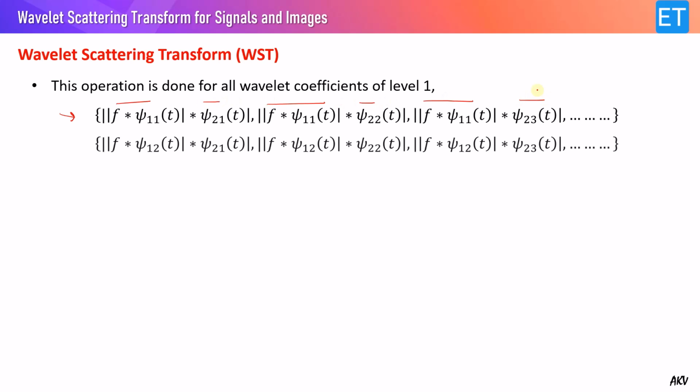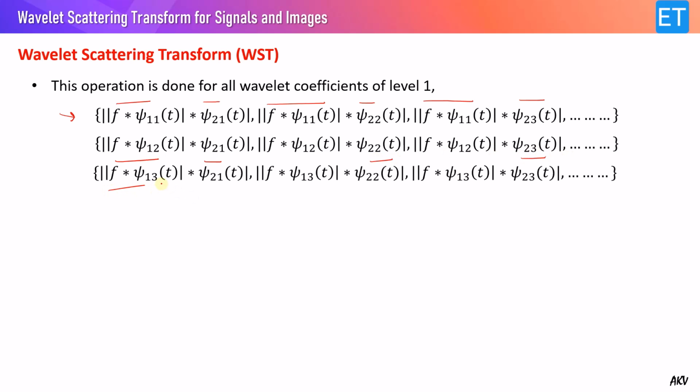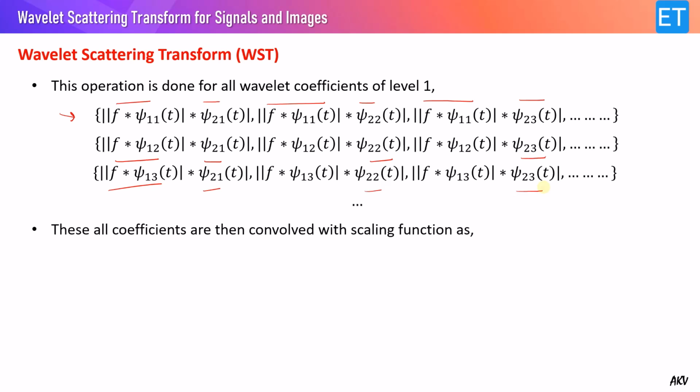So this convolution is done for another set of coefficients, f convolution psi 1 2, which were obtained at level 1. So again they are convolved with psi 2 1, psi 2 2, psi 2 3 and so on. And this was the third set, f convolution psi 1 3, obtained in the first level. So this is also convolved with psi 2 1, psi 2 2 and psi 2 3. So this is done for all coefficients which are obtained in level 1.